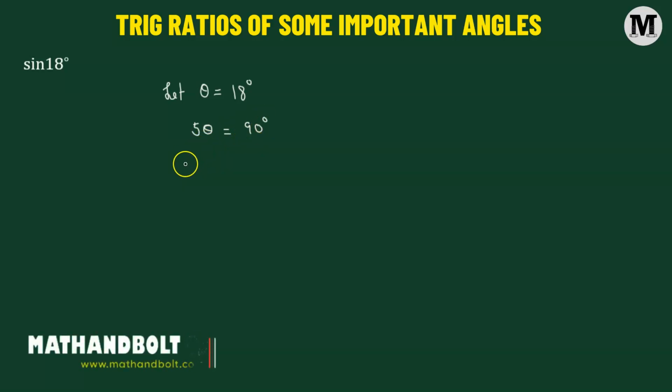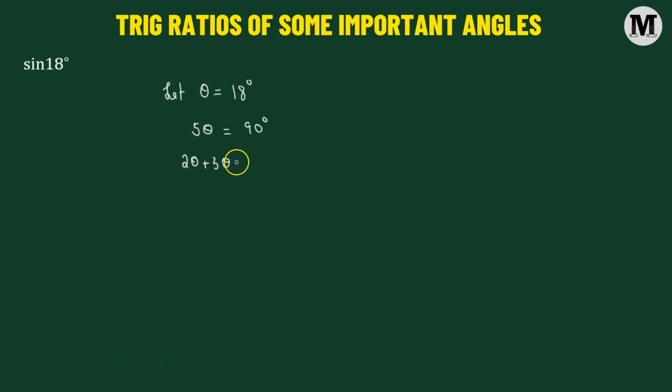Now we're going to split 5 theta into two parts. One will be 2 theta and the other will be 3 theta. So that will be equal to 90 degree. Now we're going to transpose 3 theta to the right hand side. So we get 90 degree minus 3 theta. Now we will be taking the sine on both sides.